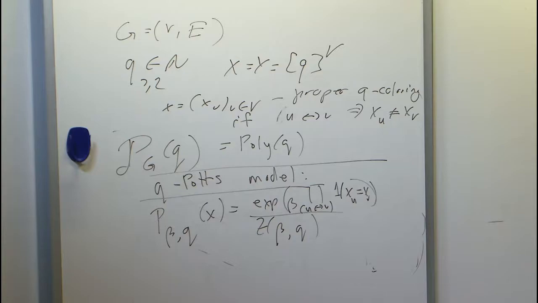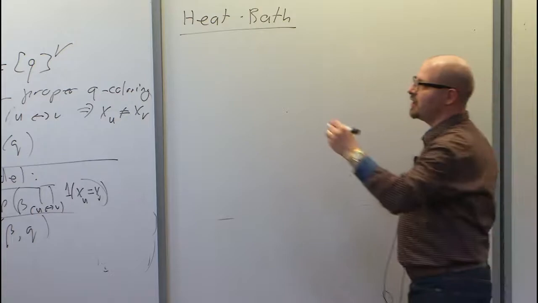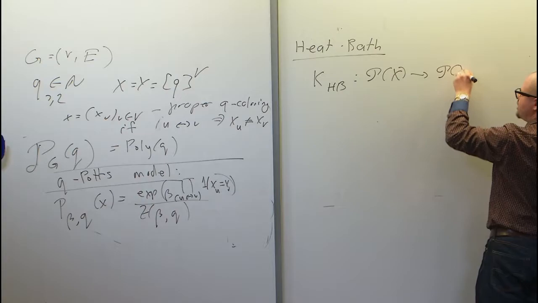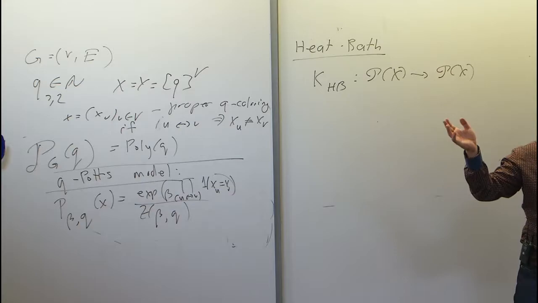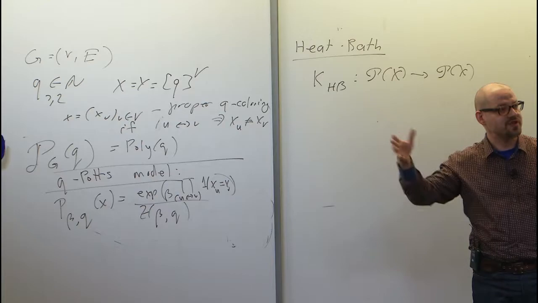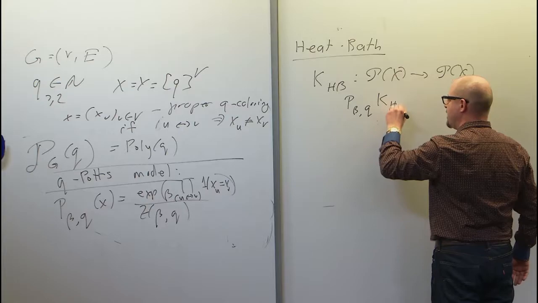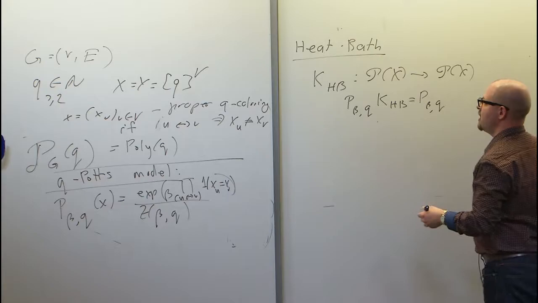One is the heat bath. All right. So heat bath works like this, and it's going to be a channel, right? So K heat bath is going to map probability distributions on colorings to probability distributions on colorings. Pick a vertex uniformly at random. Sample from the conditional distribution on that vertex given its neighbors, because it's a Gibbs field, replace, and leave all the other vertices untouched. And we know that the Gibbs distribution is invariant with respect to that stochastic transformation. And it's easy to implement because of the locality property of this thing.